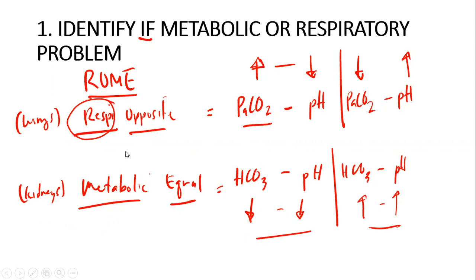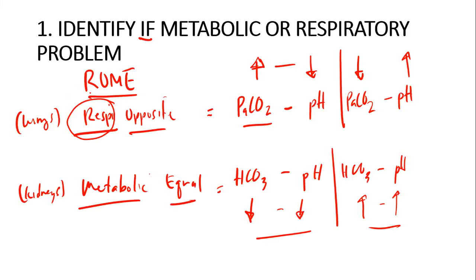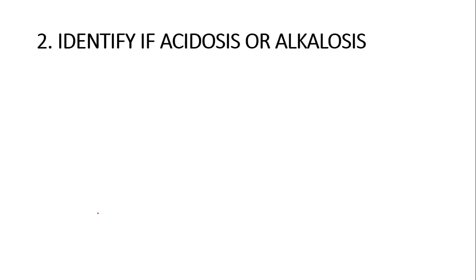All right. Now, number two. So we have to identify if it is acidosis or alkalosis. Now, first things first, you already know if the problem is metabolic or respiratory. Now, in identifying if it is acidosis or alkalosis, you have to look at your problem.